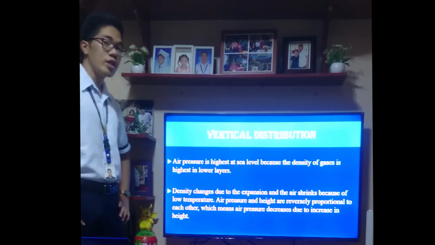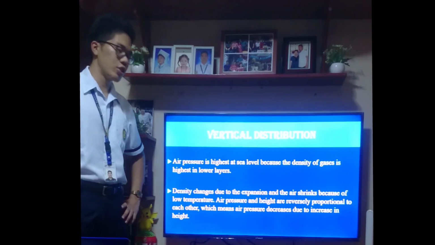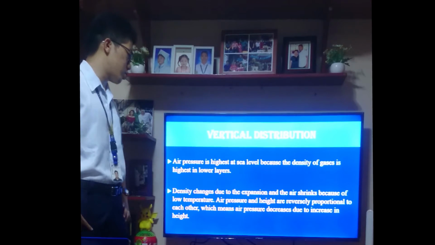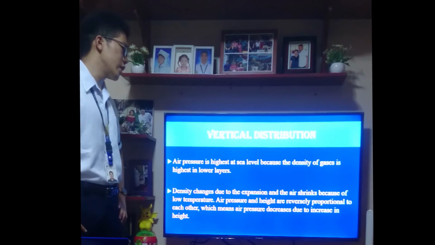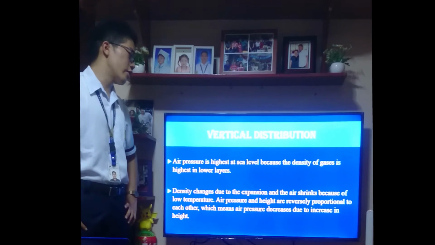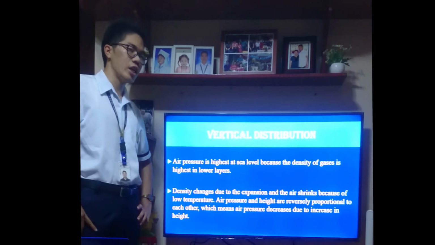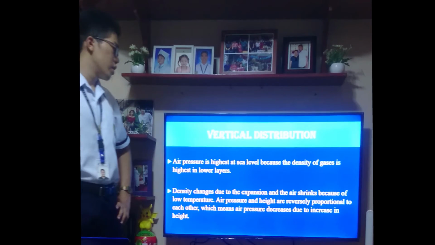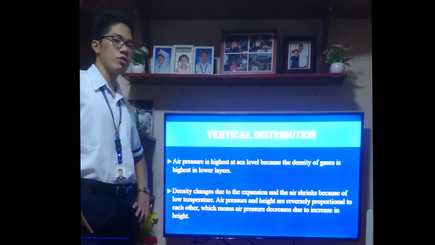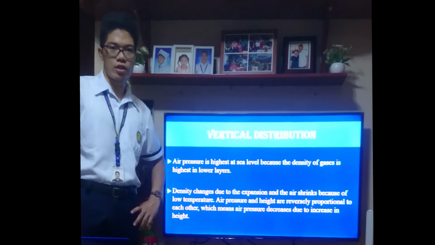The density changes due to the expansion, and the air shrinks because of the low temperature. So the air pressure and the height are inversely proportional to each other, which means that air pressure decreases due to the increase in height. And conversely, the air pressure increases due to the decrease in height or the altitude.